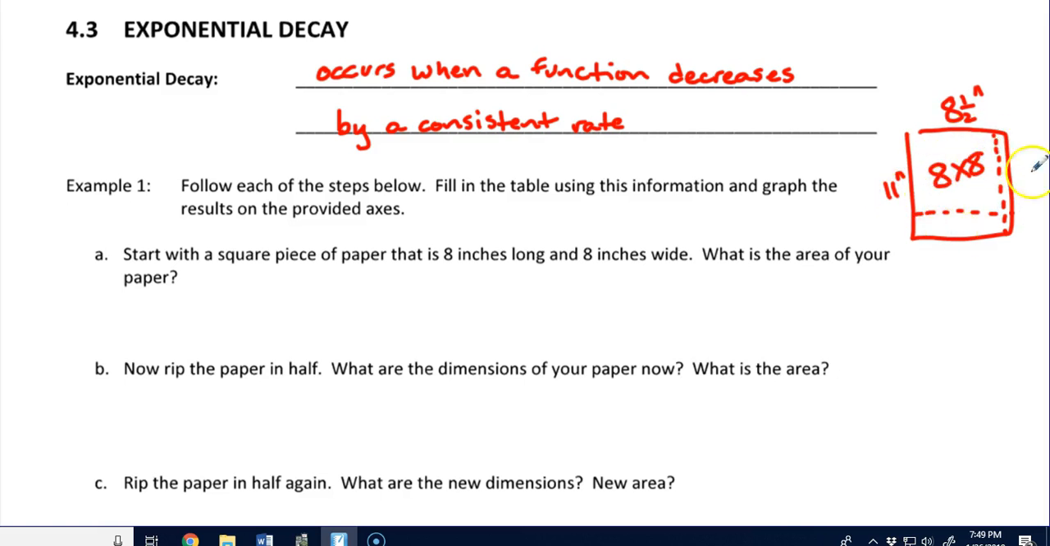Right? So you could actually do this. If you don't actually do it, you can imagine. All right, I have an 8 by 8 sheet of paper. What's the area? So go ahead and answer questions A, B, and C. Play the recording when you're ready.